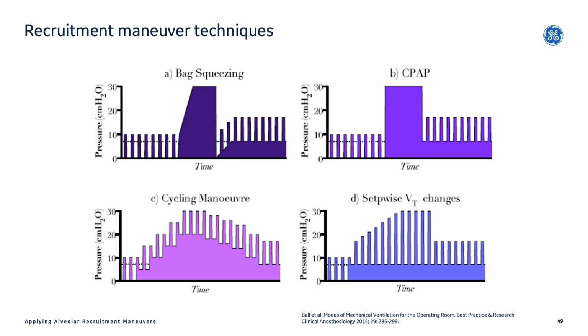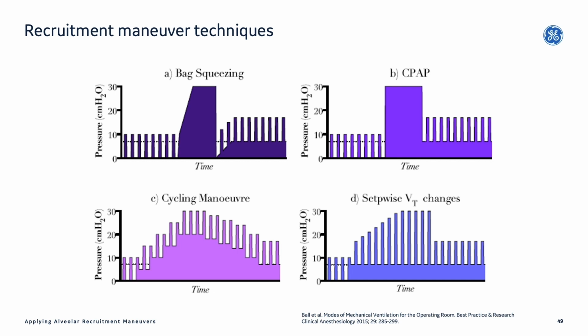In fact, one retrospective analysis of data suggested that there was an increased mortality signal in patients who received recruitment maneuvers through a bag squeezing technique. And so the expert panel that reviewed the studies suggested that any type of recruitment maneuver ought to be done through the anesthesia machine and not through squeezing the bag and then switching back over to the anesthesia ventilator. In panel B, we see a CPAP type of recruitment maneuver.